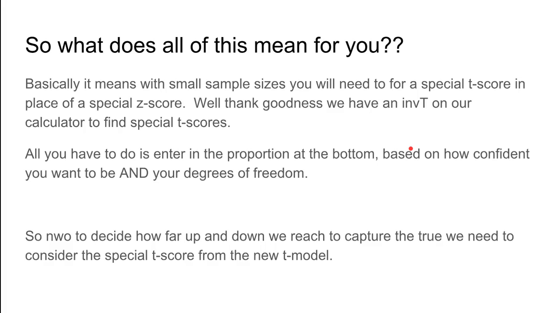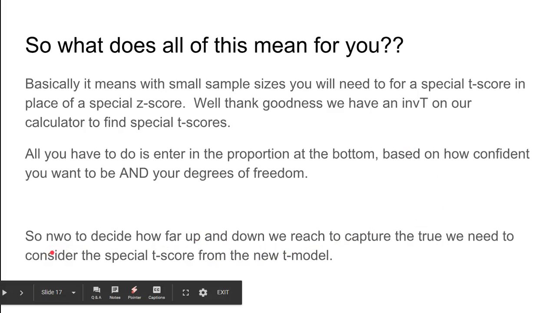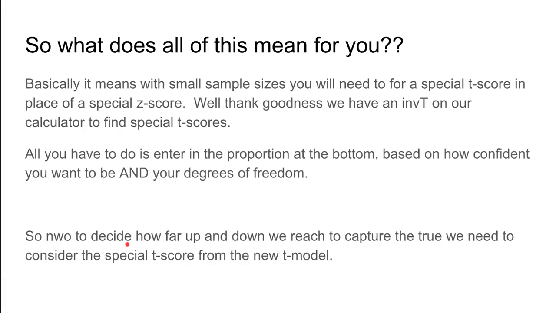So to be completely honest, this doesn't really change a whole lot for you. Obviously, you do need to understand the necessity for this, but it just is using a T star instead of a Z star, a T special value. And I'm going to teach you how to find it. It's all on your calculator. All you have to do when you go to invert T is enter in the proportion at the bottom, just like we did for invert norm, and then you also have to type in your degrees of freedom, and it says DF on the screen. Sorry for the typo there. So now we just have to decide how far up we need to go in order to capture the truth. That's our t-score, right? And that's what the calculator is going to do for us.